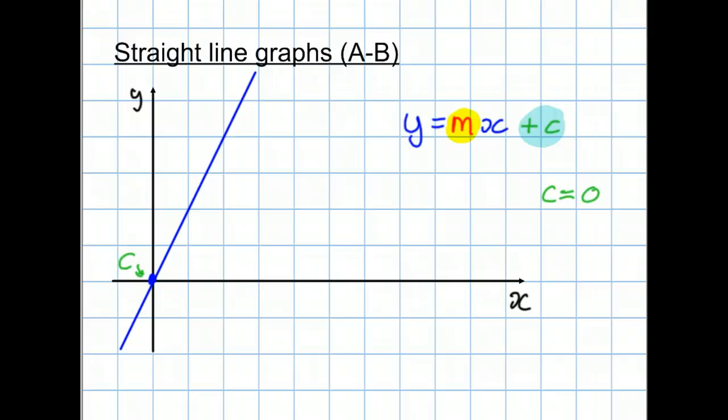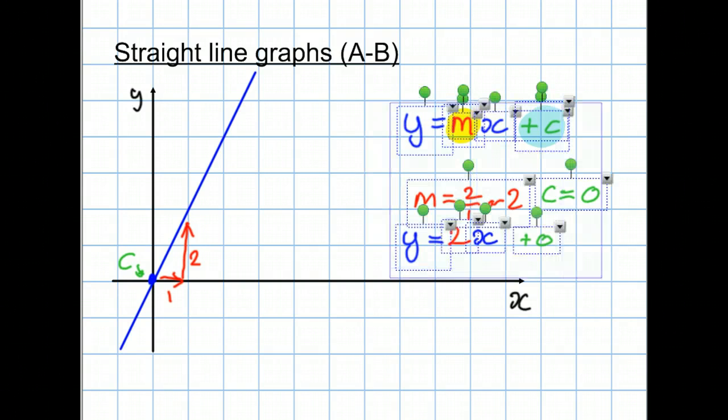Now we've got to find the gradient. The gradient is how far you go up every time you go across 1. And in this instance, you've gone up 2 every time you've gone across 1. So the gradient is 2 over 1, or 2. So the full equation of the straight line is y equals 2x plus 0.